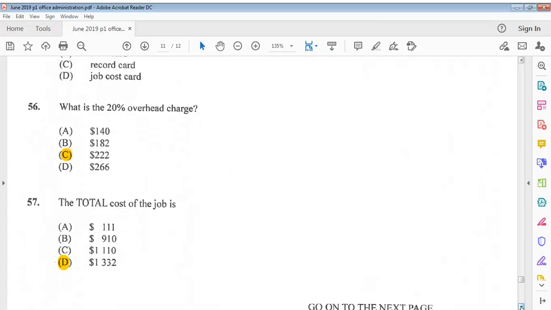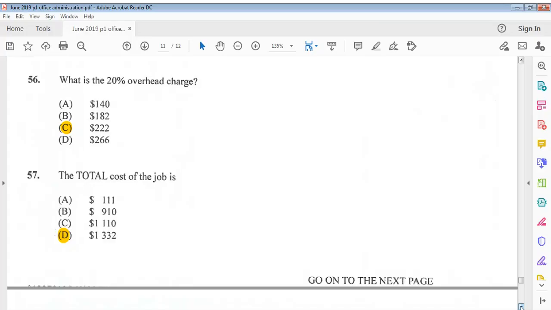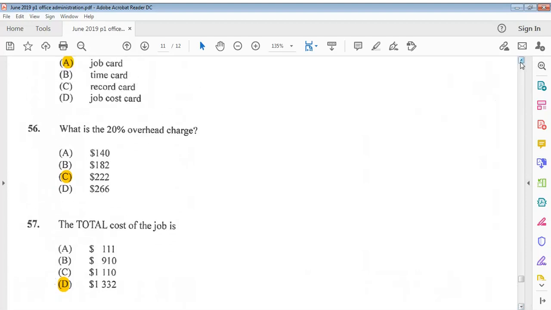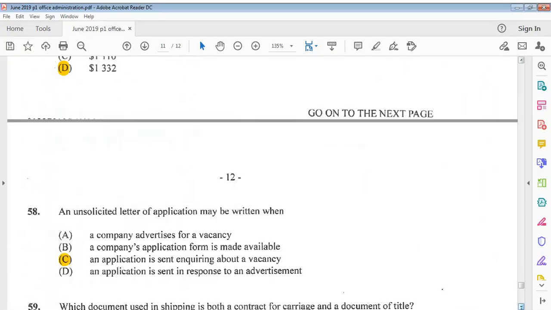Let's move on to question number 57. It says the total cost of the job is... In order for you to find the total cost of the job, you would have to use your original cost that we found earlier when we added all the costs. We got 1,110. So now you would have to add the overhead charge to that. So you're going to add 1,110 plus $222. So you should get $1,332. So your answer would be D.